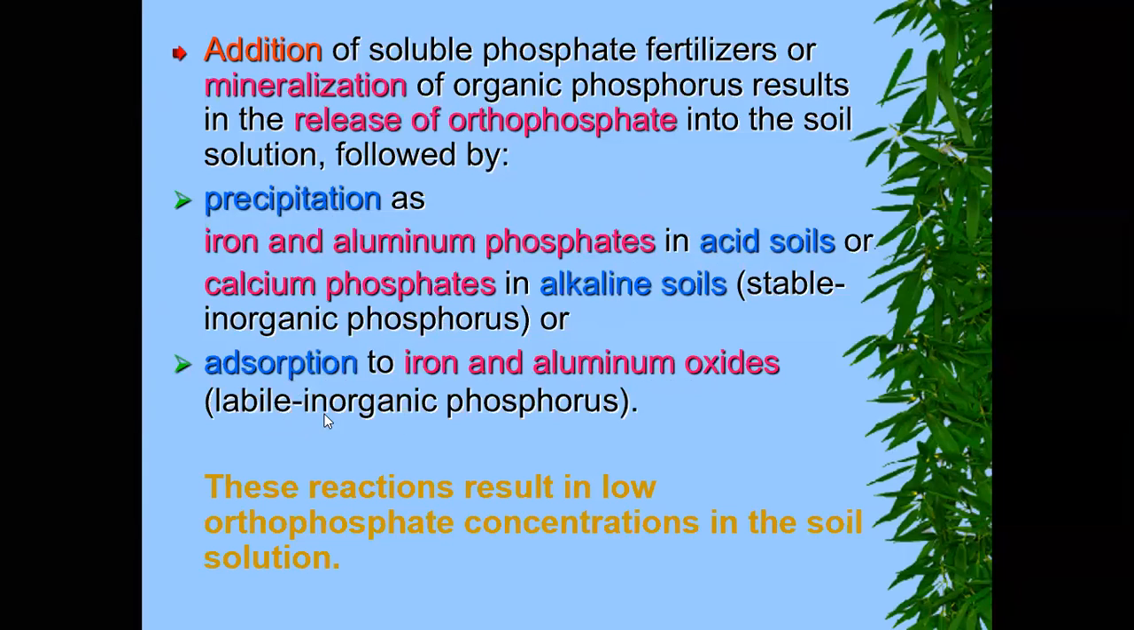And this is labile inorganic phosphorus. Labile inorganic phosphorus means whenever the phosphorus deficiency in soil solution occurs, that phosphorus is released from iron and aluminum oxides to the solution form. So these two reactions, precipitation and adsorption, are actually responsible for low concentration of phosphate in the soil solution, जो मैंने आपको पिछली स्लाइड में बताया था कि इसकी कंसंट्रेशन सोइल सॉल्यूशन में बहुत कम होती है.